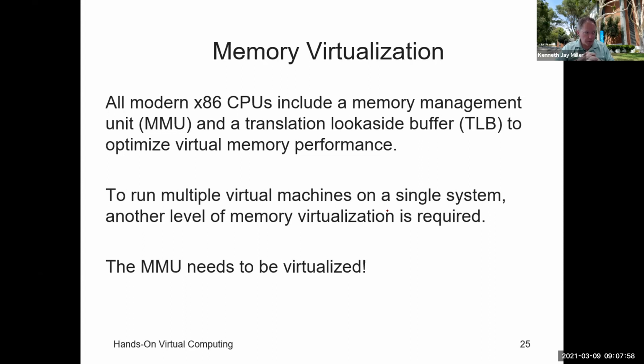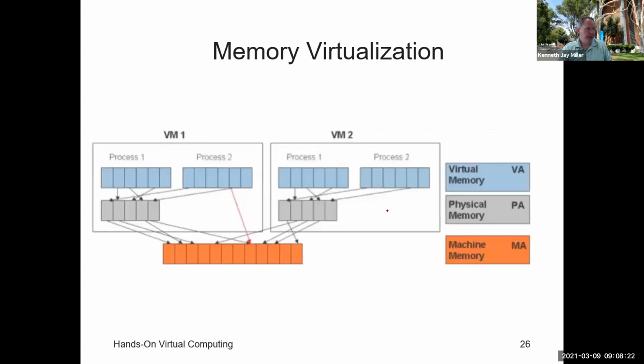Now, to run multiple virtual machines on a single system, another level of virtualization, memory virtualization, is required, and that's where the memory management unit is virtualized. So it's almost like whatever we did in our physical machine, the virtual machine's hypervisor is doing these same steps. Okay, so here's a graphic where it shows my physical machine memory is this red, and then my VMs will have to take parts of this memory for their virtual machines.